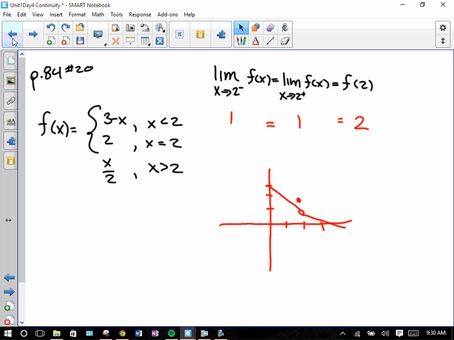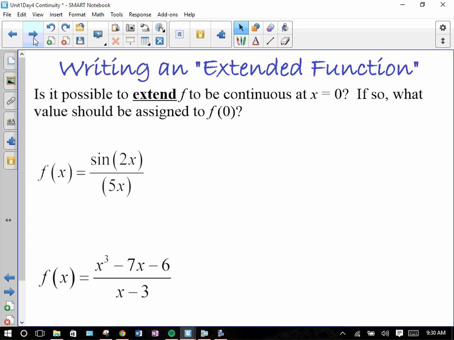So what we've been talking about is continuity. We've been talking about limits, and whether or not a function is continuous. What we want to talk about now is writing what's called an extended function. An extended function means, if we have a hole, and you can only do this if you have a hole, what can we use to fill up the hole? That's what we're trying to figure out.